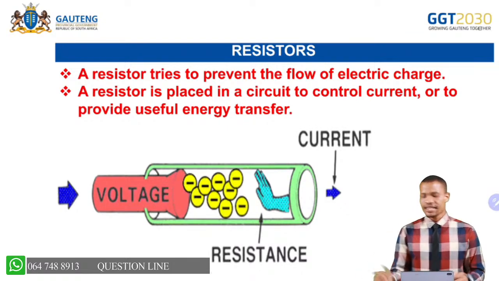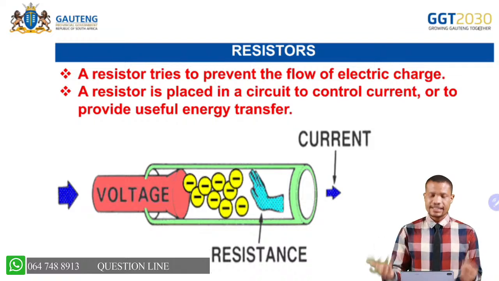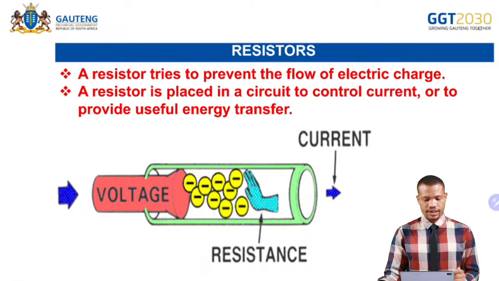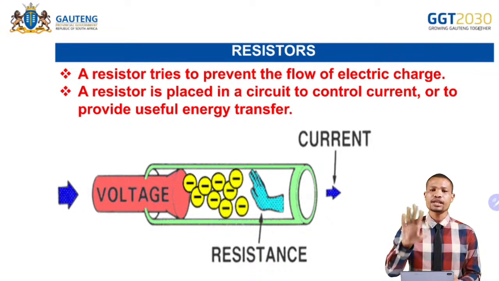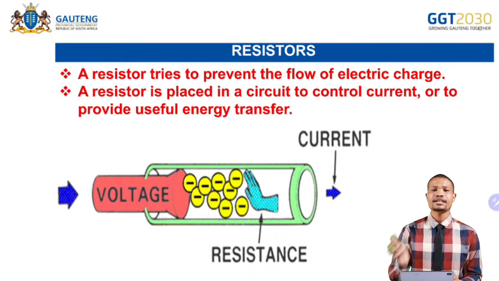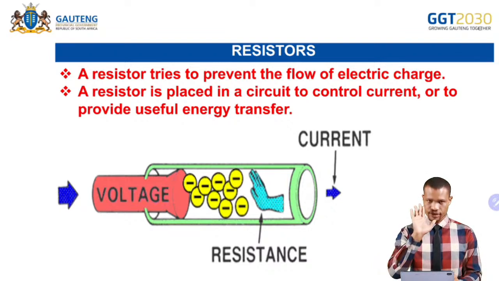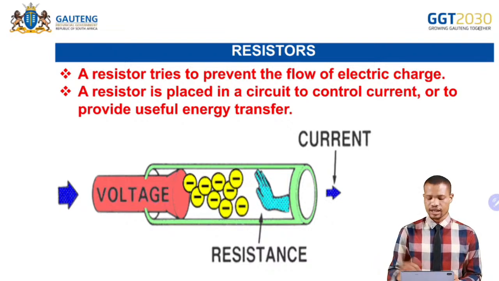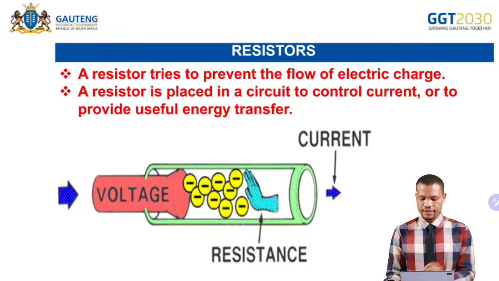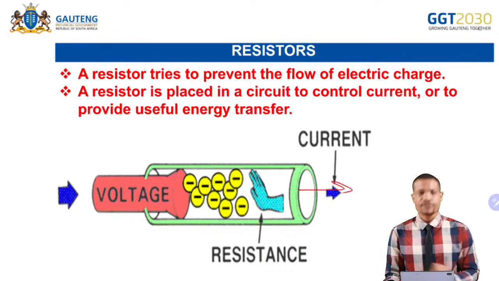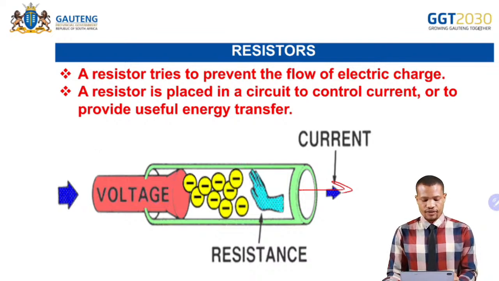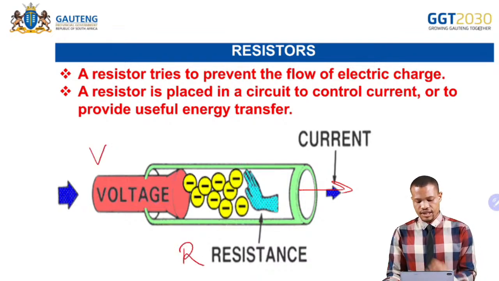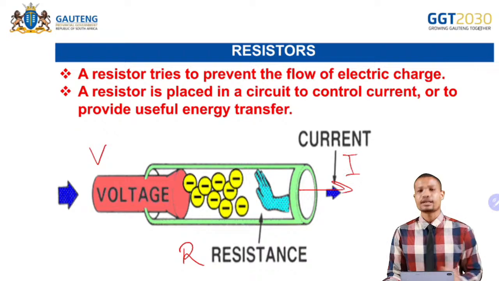So now let's look at another example, which is basically the same as the one we did before. This is your voltage. It's propagating electrons. It's pushing electrons to move through the resistor. But the resistor is like, no, you can't pass this point. So it's providing resistance. But the end goal is for your current to pass through to the other side, okay? This is your voltage V, this is your resistance R, and this is your current I.